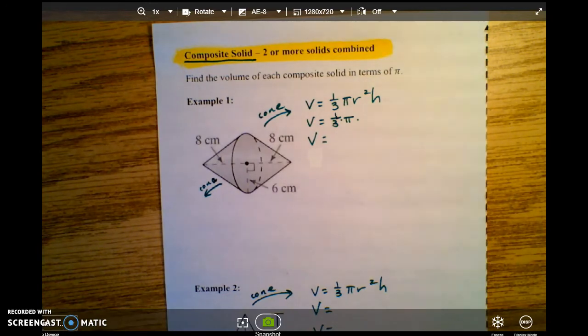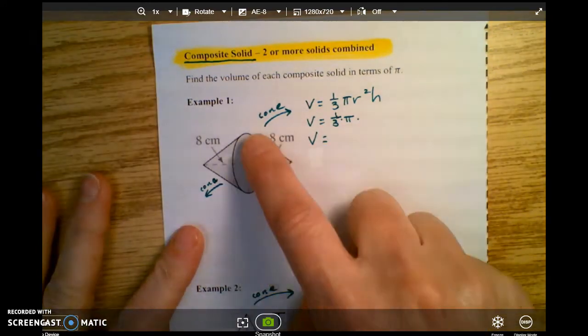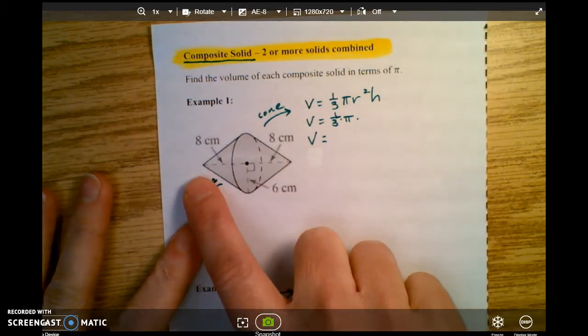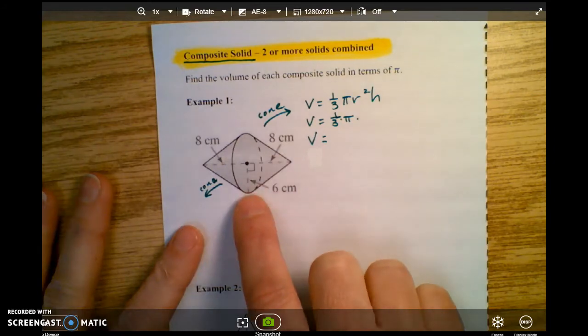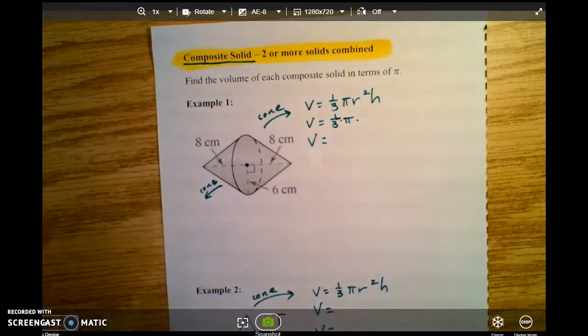So if you notice, you've got the cone at this end, and it is glued to another cone that has the same size heights, and it has the same size radius. So that is good news for us because it's going to make our calculations easier. We just have to really find the volume of one and double it.